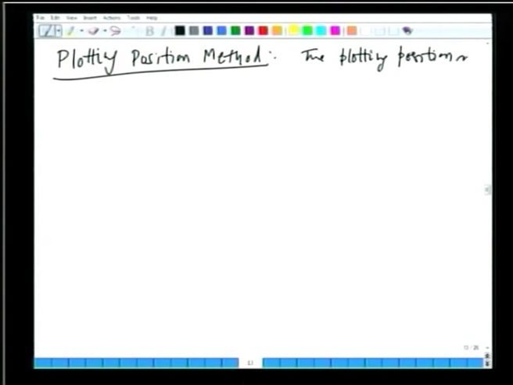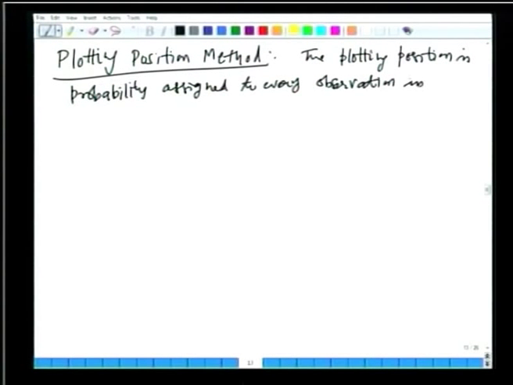What is it? It is nothing but the probability assigned to every observation in a data set or in data. How is it done? Well, there are many methods available of determining this probability.